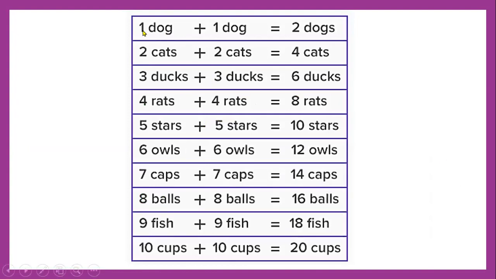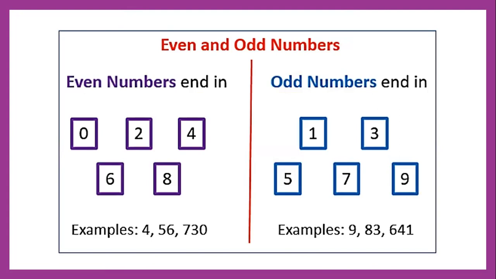As you can see, one dog and one dog. So what will be the double for dogs? Two dogs. Two cats, two cats, four cats. What is the double of three ducks? There are six ducks. Look at the nine fish. Nine fish doubled will be 18 fishes. 10 cups, so easy. 10 doubled is 20. There are 20 cups.